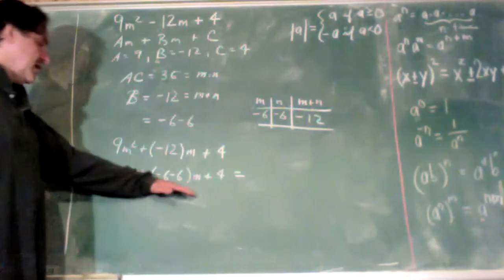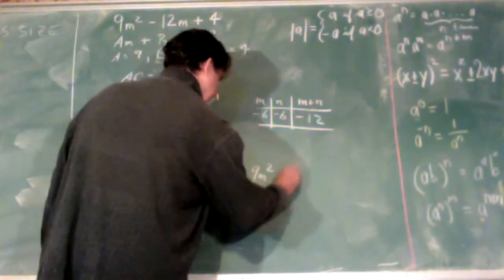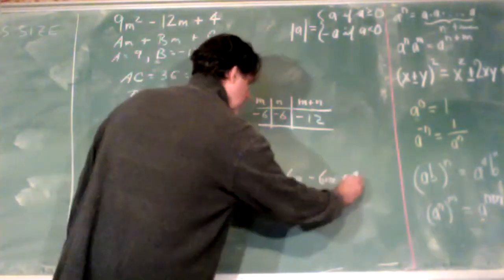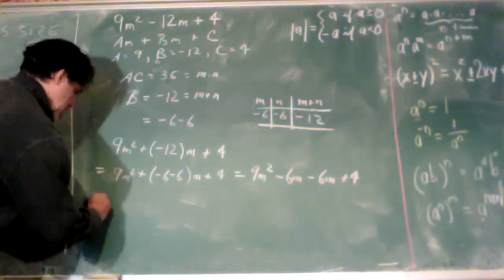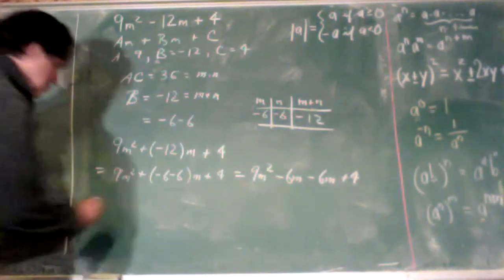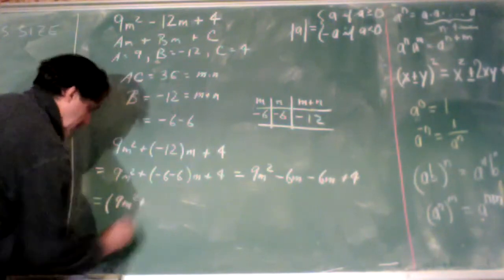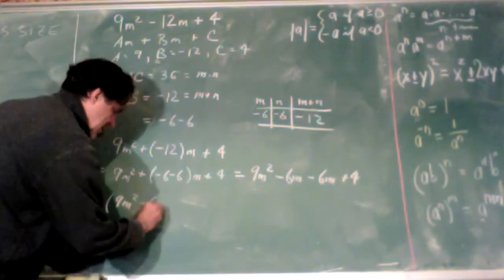We expand this term. It's 9m squared minus 6m minus 6m plus 4. Factor. Group. Let's group. 9m squared plus, minus 6m.